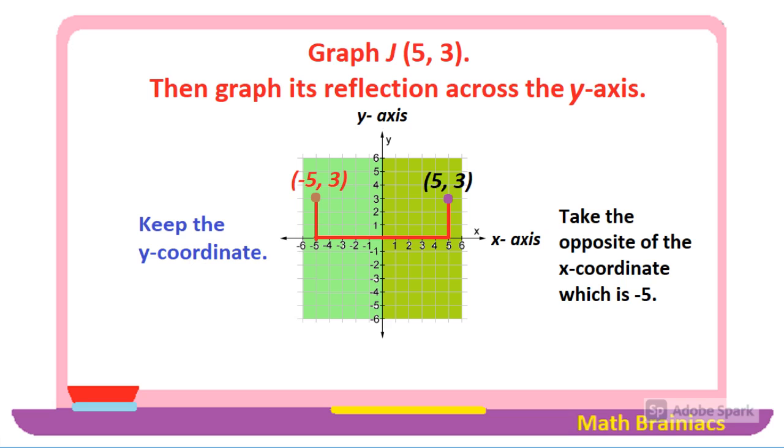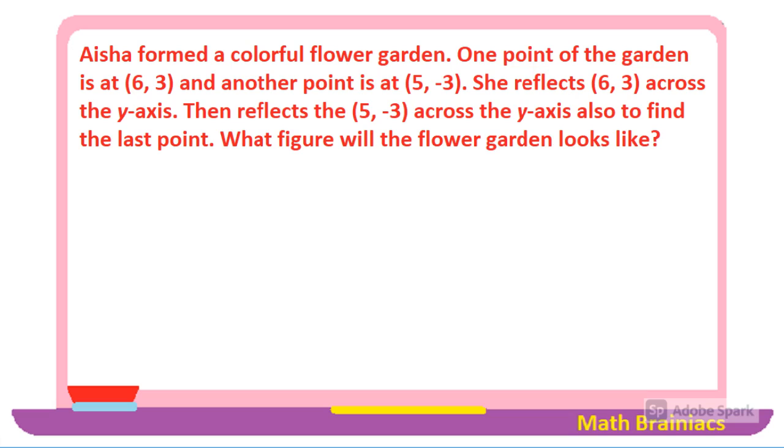And the reflection of point J with the ordered pair of 5 and 3 across the y-axis will be -5 and 3. Let us work on another example so that you can fully understand the lesson.